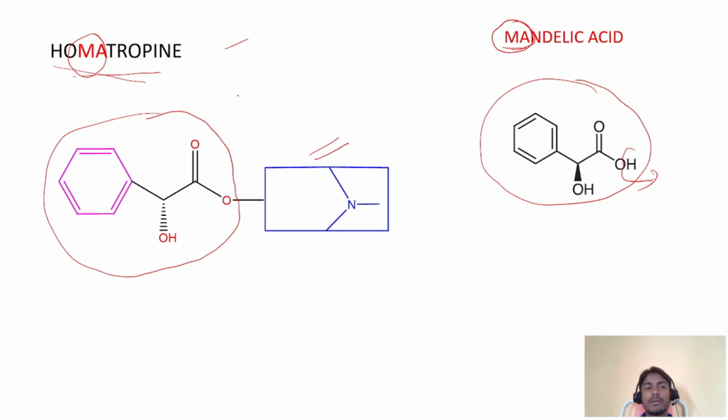If sometime in the GPAT they might ask, what is the basic nucleus present in homatropine? Basic nucleus. What is that basic nucleus? It is mandelic acid.